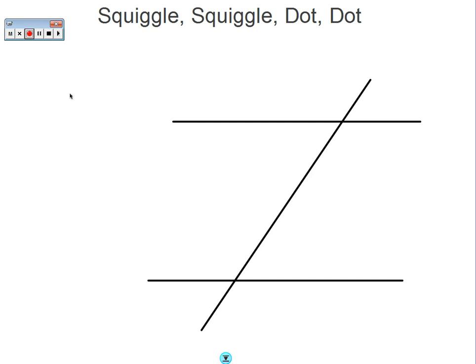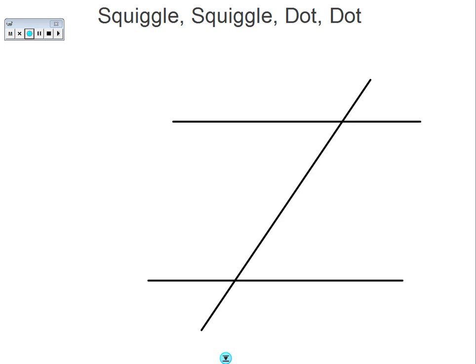So this should be a really short video lesson just to show you a fun way to remember the relationships and which angles are congruent formed by the parallel lines and transversal and which angles are supplementary. So I'm going to give you the fun way of understanding the relationship, and hopefully that will help you remember them in the future.